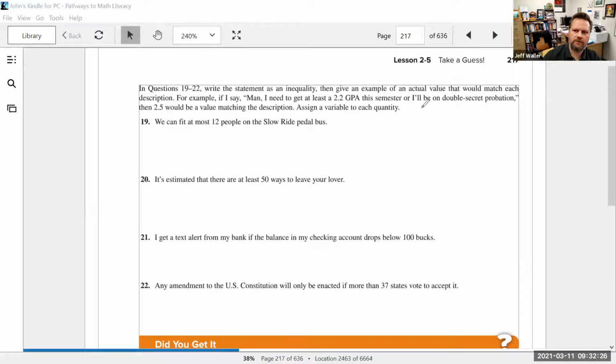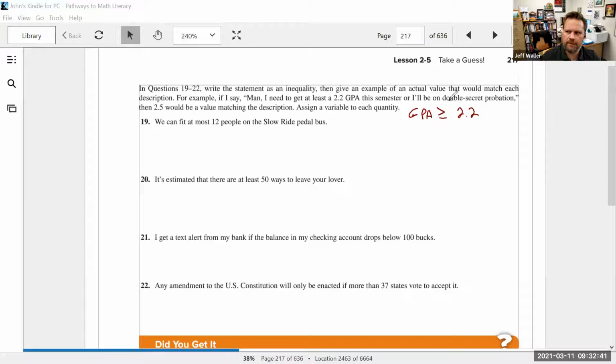I need to get at least a 2.2 GPA. So I want my GPA to be... What greater symbol would it be? Greater than or equal to. I like it. At least a 2.2 GPA.